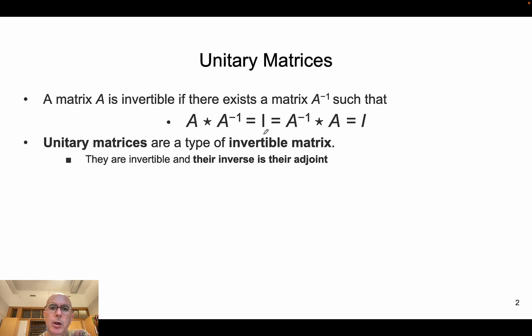First of all, unitary matrices are part of those invertible matrices. So what is the definition of an invertible matrix? A matrix A is invertible if there exists another matrix called A to the minus 1, the inverse. If we multiply A by its inverse, then we obtain the identity matrix. We can multiply this inverse on the right or on the left and still obtain the identity matrix.